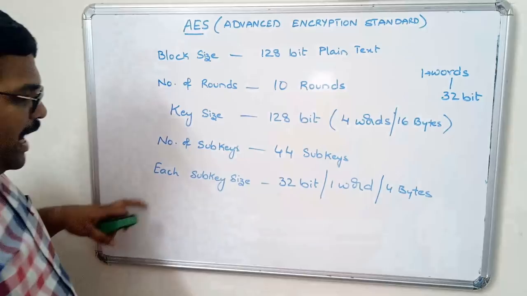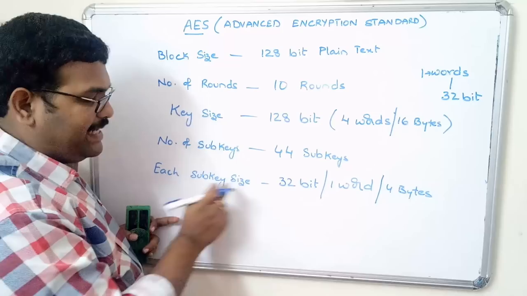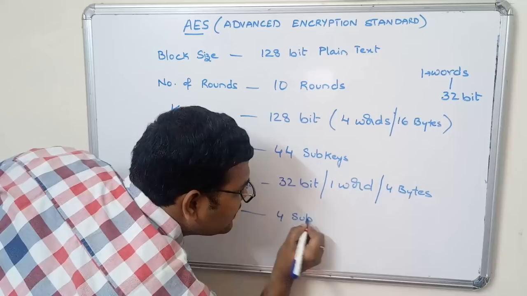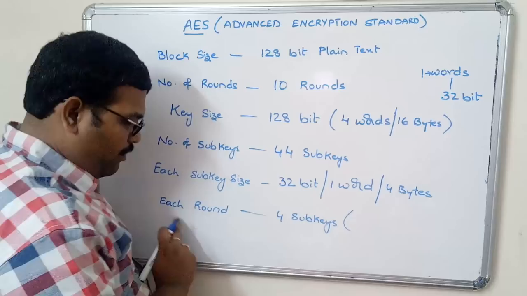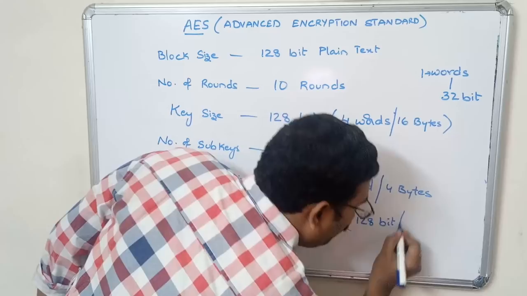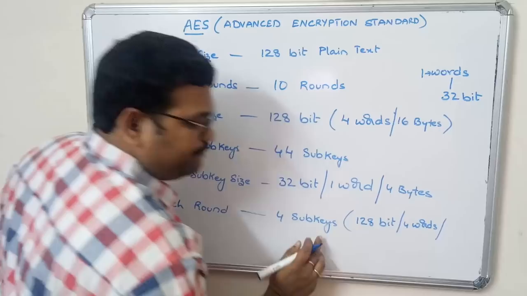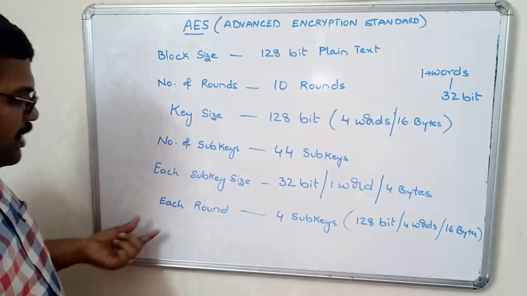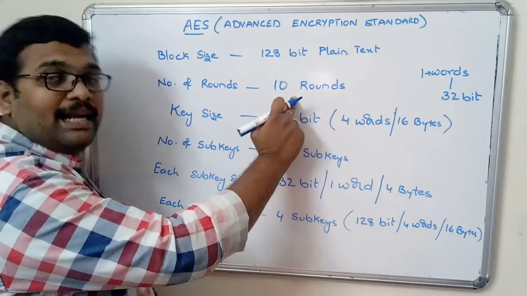In each round, we are going to use 4 subkeys. That means the size of the key in each round is 4 into 32, that means 128-bit or 4 words or 16 bytes. We can represent it in either bits, words or bytes. So in each round we have to use 4 subkeys. Total how many rounds? 10 rounds. In each round 4 subkeys, total 40 subkeys.